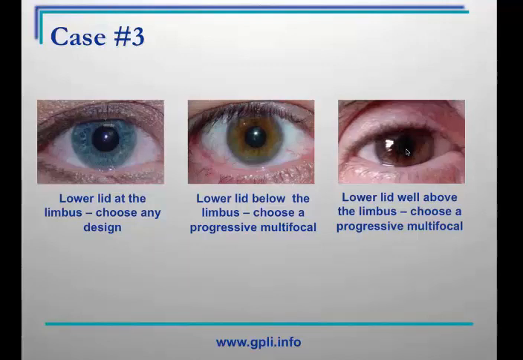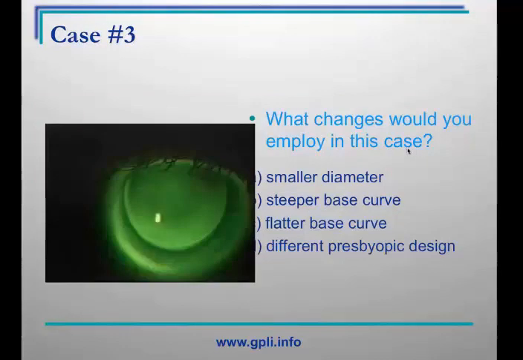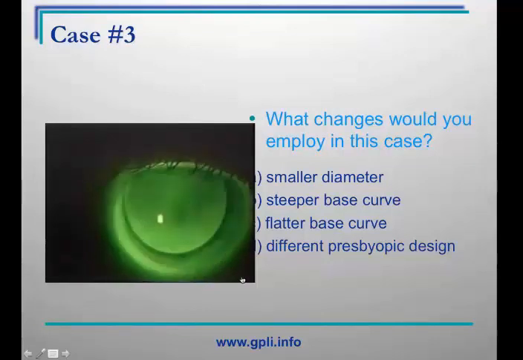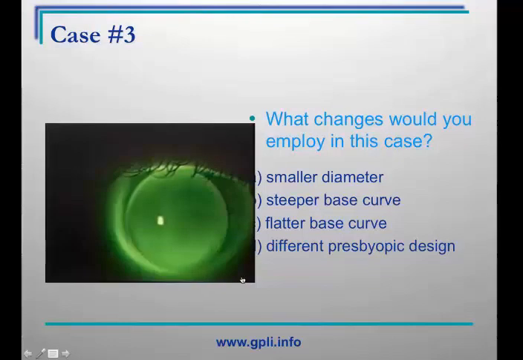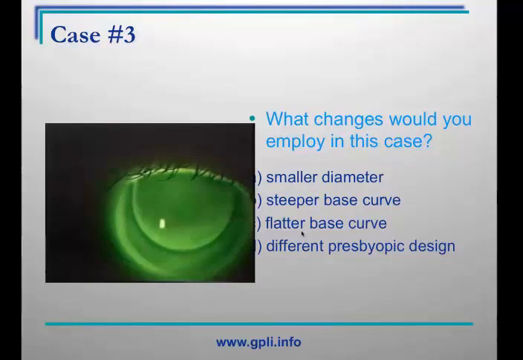So what changes would you employ in this case? Well, what you see here is a lens that's dropping. And that really is a patient who's not going to be happy with their vision. When they blink, they pick it up, but then it falls down. So when you have that type of patient, the best option is to go to a steeper base curve. Just simply increase the sagittal depth and try to keep that lens positioned well-centered and not moving very much on the eye.